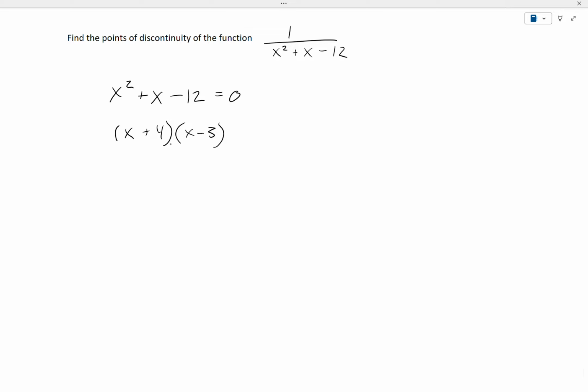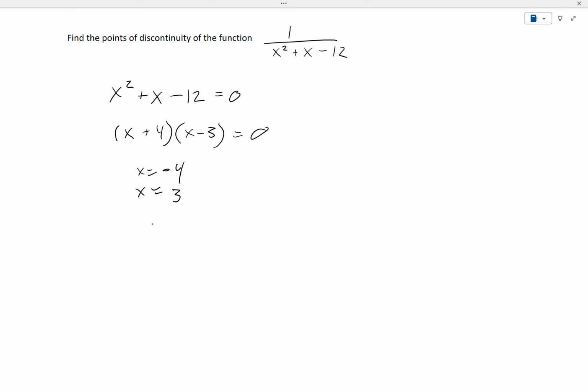So you can see if you FOIL this, you're going to get right back up to this first step that we started with. And this is equal to 0. So you know that if this is equal to 0, either the first factor or the second factor has got to be equal to 0, so x is equal to negative 4 or x is equal to 3, because those will give us 0. So these are 2 points of discontinuity.